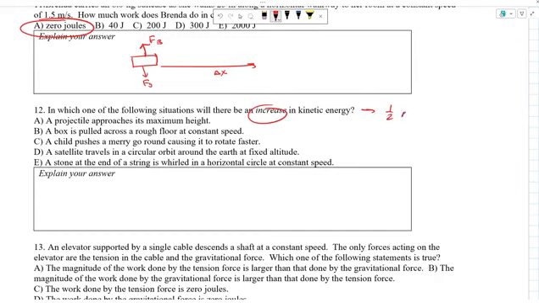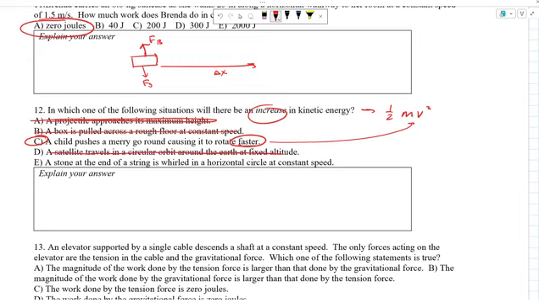Number 12, in which one of the following situations will there be an increase in kinetic energy? Kinetic energy is 1/2 mass times speed squared. So what we need is for the speed to increase. As a projectile approaches a maximum height, it slows down. As a box is pulled at a constant speed, it has constant speed. If it's rotating faster, we're getting an increase in speed. That's an increase in kinetic energy.